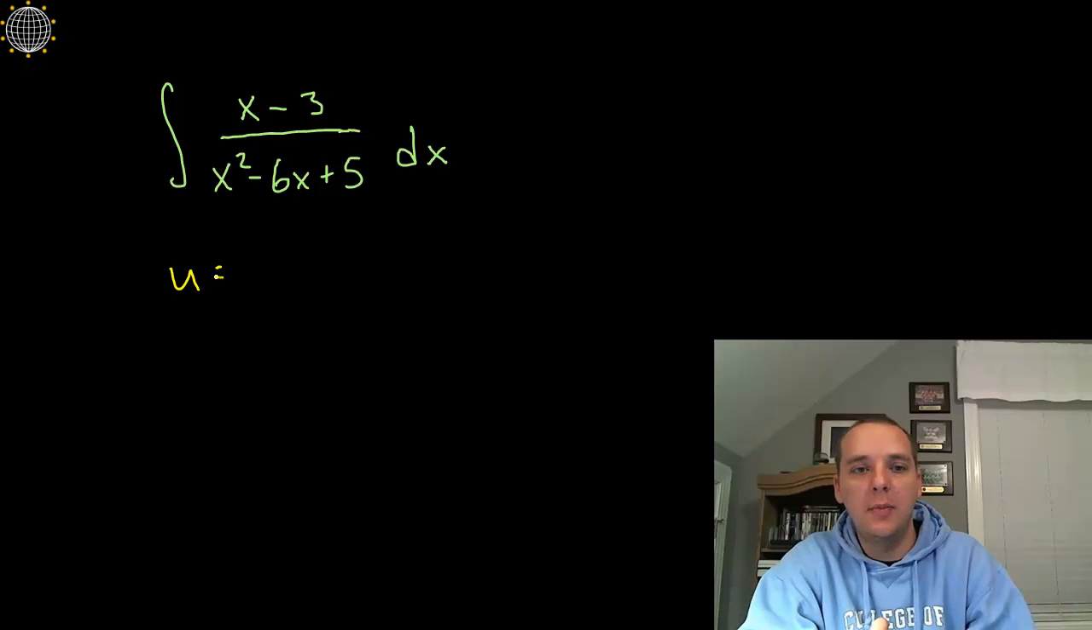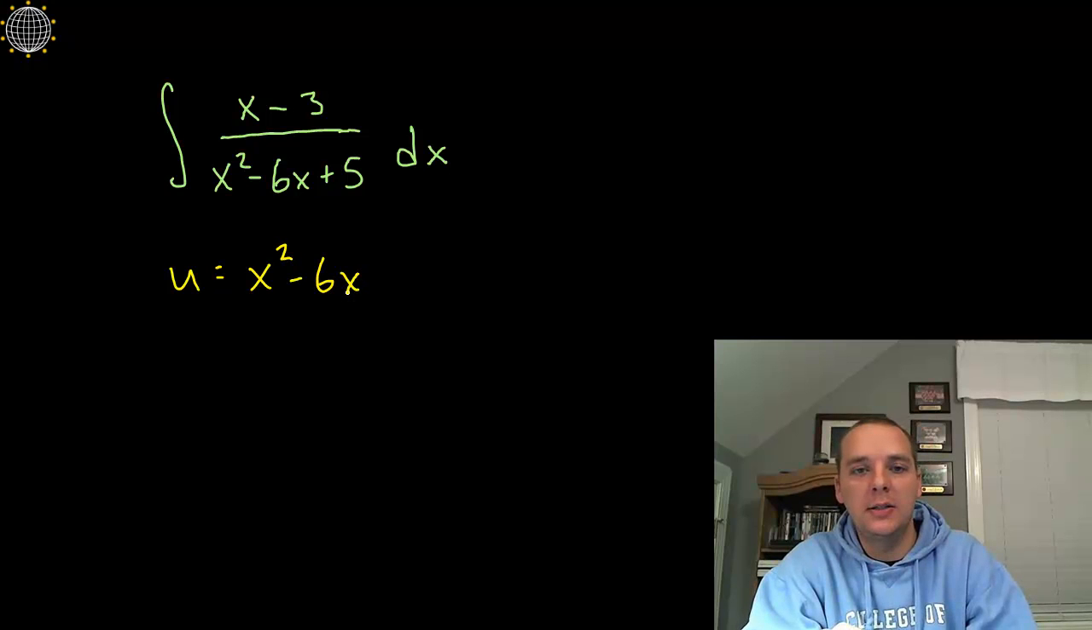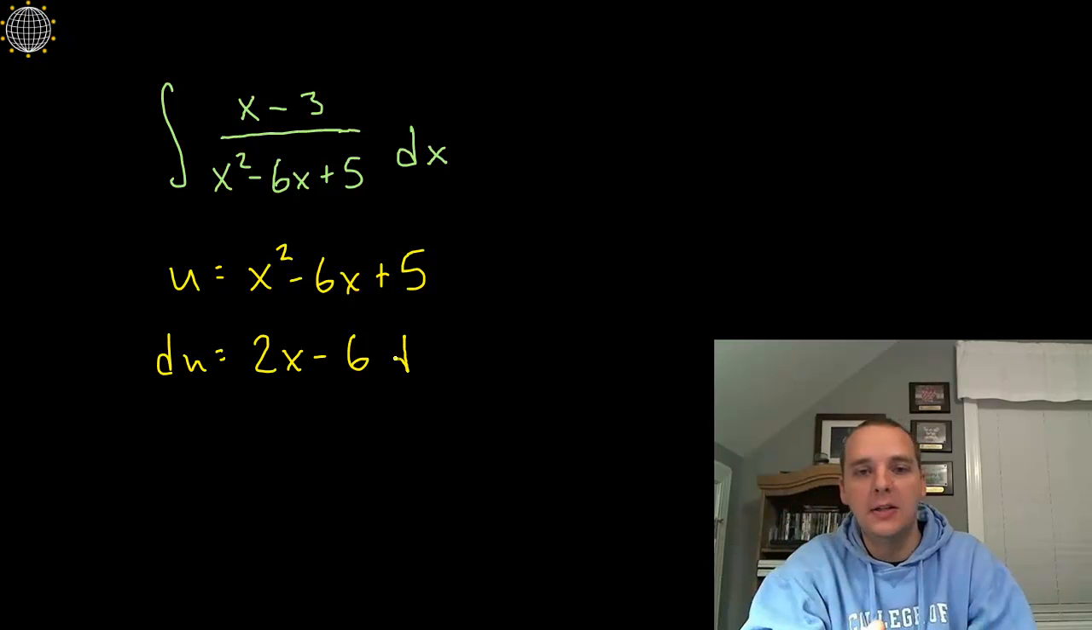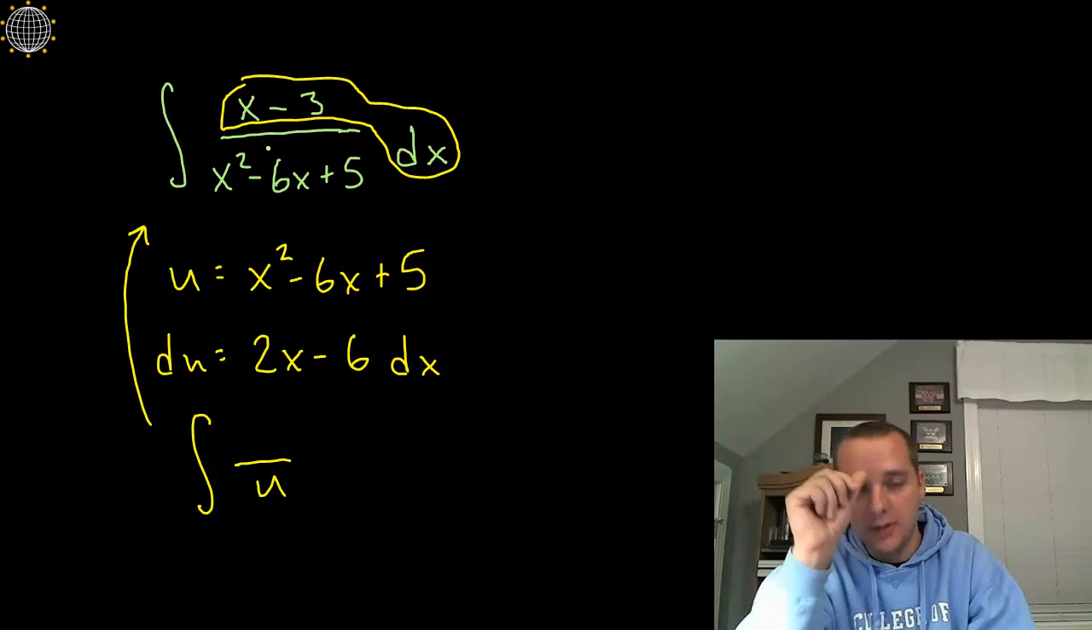So if you think it's the log rule, here's how you proceed. You would let the denominator be the u, because we're trying to get du over u. So we'd have x squared minus 6x plus 5, and that would make the du equal to 2x minus 6 dx. Now, if we were to attempt to rewrite this integral, the denominator would be u. That's great. Unfortunately, though, our numerator is not du.